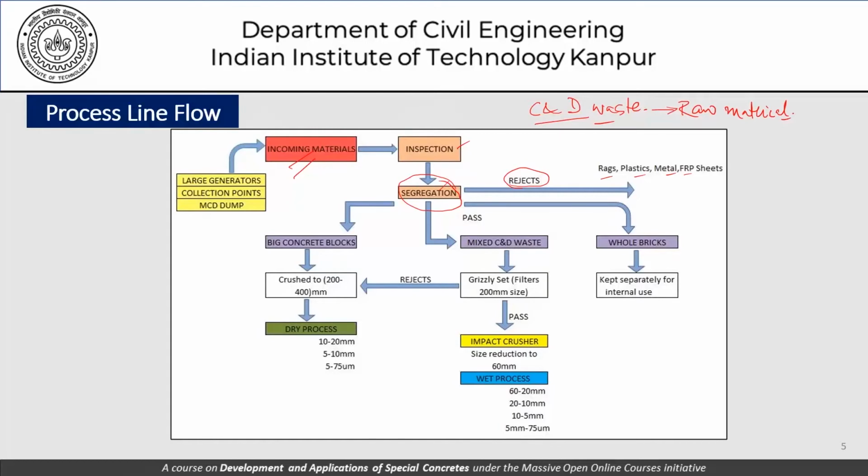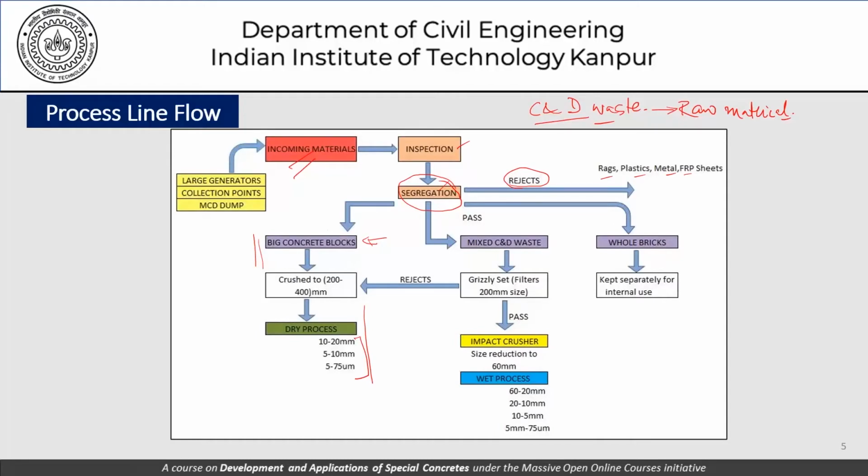The second part of this segregation process is taking out big concrete blocks, which can then be crushed to 20 centimeter to 40 centimeter kind of blocks, and then using a dry process crushed further to 10 to 20 mm, 5 to 10 mm, 5 mm to 75 micrometers, and so on. So this is basically the dry process applied to large chunks of concrete.